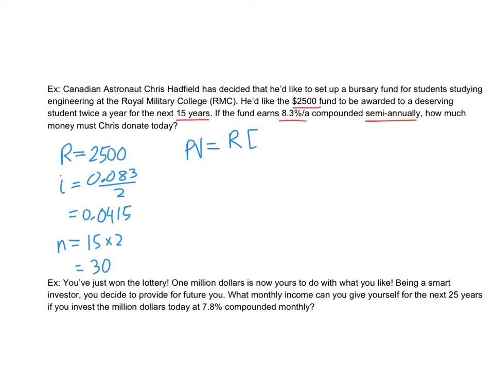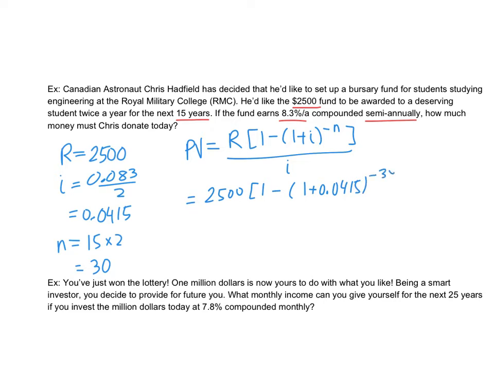R times 1 subtract 1 plus i to the negative n, so be careful with your sign there, all over i. And now let's just plug in. R is 2,500, that's the withdrawal. 1 minus 1 plus 0.0415, and you can simplify that right away. The power of negative 30 all over 0.0415. I recommend you pause the video here and try plugging this into your calculator with full brackets, being super careful to make sure you get the right answer and you're using your calculator properly. So pause and try.